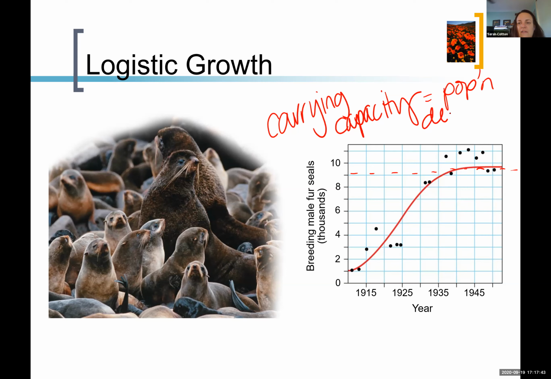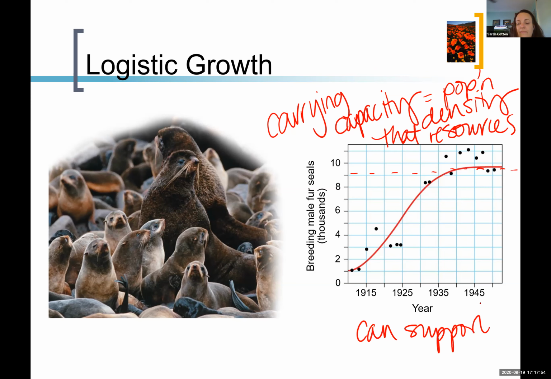Population density that resources, running out of space, can support. Okay, so the idea being that in the beginning, right, the population grows rapidly until there's starting to be some pressure, right? So, you know, there's not enough food for more than a certain number of fur seals. There's not enough space for more than a certain number, right? And so that certain number is the carrying capacity, okay?